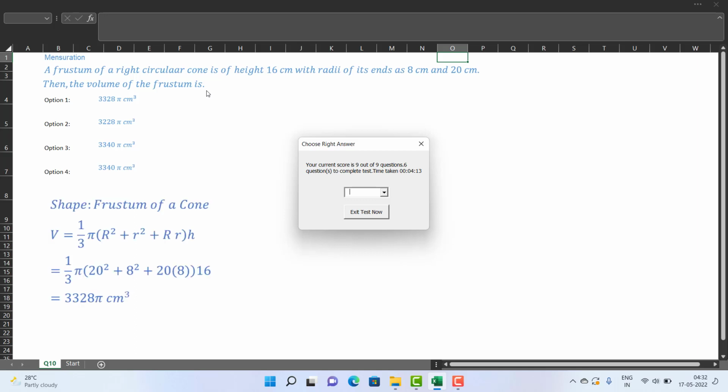Here capital R is 20, small r is 8, small h is 16 and therefore volume is equal to, by substituting in the formula, 1 by 3 pi into 16 into 400 plus 64 plus 160, that is 3328 pi. Option 1 is the correct answer. Bravo.